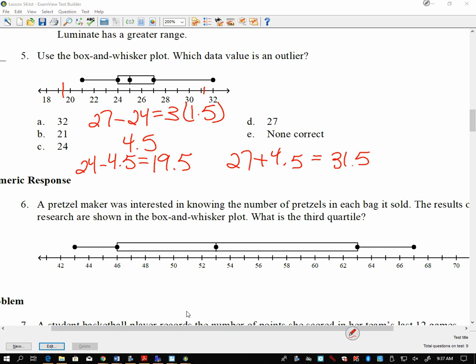Here's 31, there's 31.5. Is there anything greater than 31.5 on my box and whisker plot? Does it go to the right any further? Yeah, it goes out to 32, correct? So 32 should be the outlier. Does that make sense? Now, in theirs, there wasn't anything less than 40, because it stopped at 55, and there wasn't anything greater than 120 because it stopped at 100, okay?